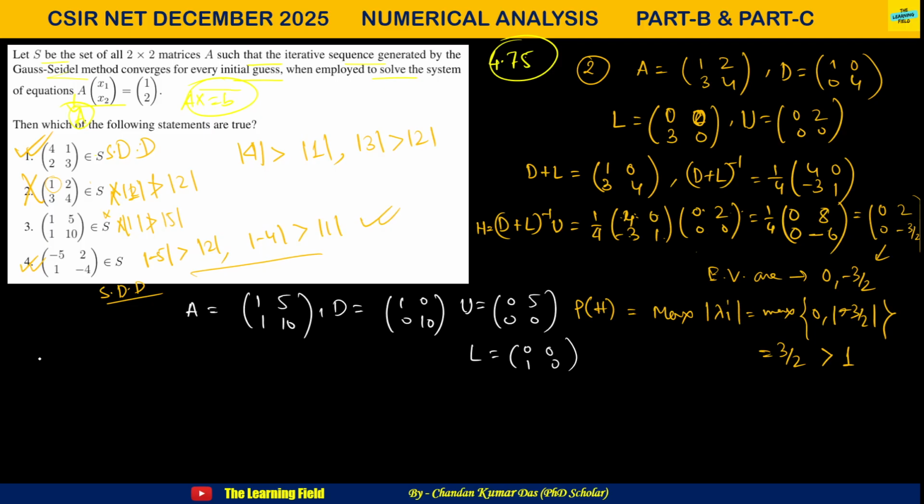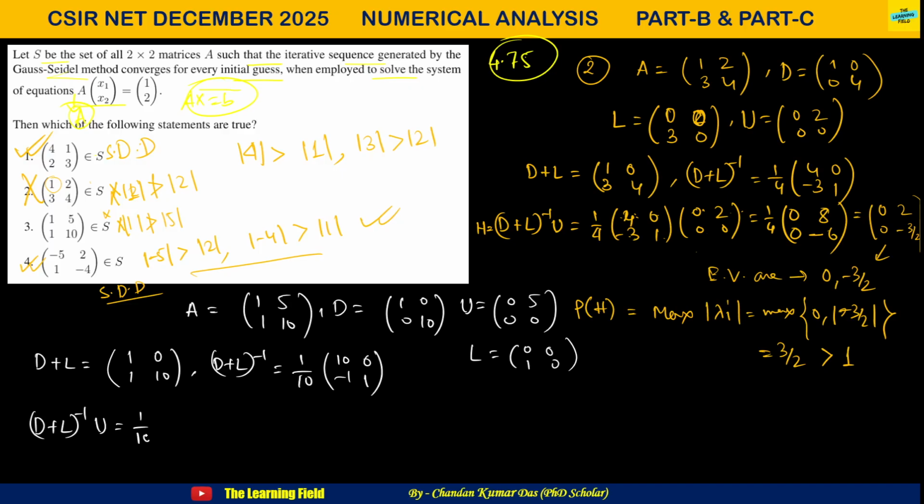Now D plus L equals what? This is equal to 1, 0, 1, 10. And D plus L inverse is equal to 1 by 10, the determinant value, times 10, 0, minus 1, 1. This is the inverse: you change the positions of the diagonal entries and change the sign of the off-diagonal entries. So this is the value.